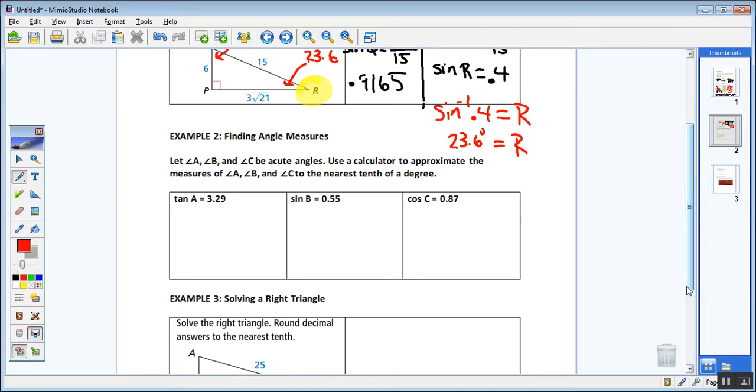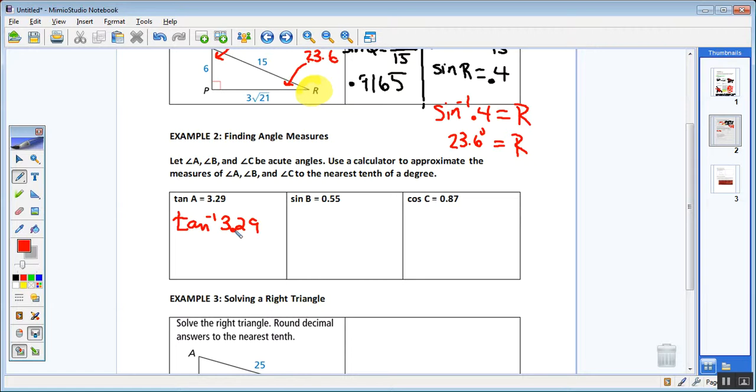Have you got it, kids? Tangent inverse of 3.29. What's that make angle A? All right, so the way you type this in is tangent inverse of what value? And that's going to tell you the measure of angle what?